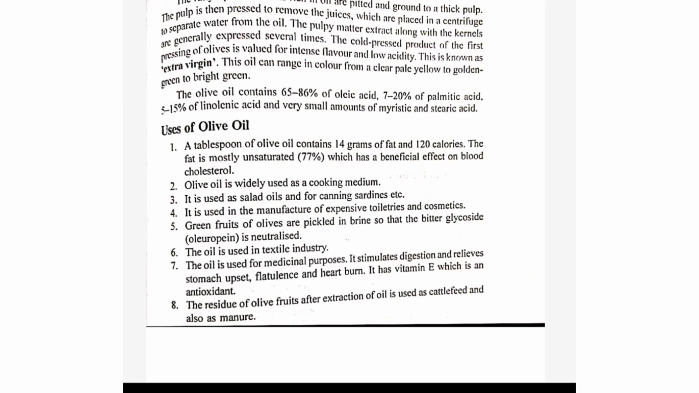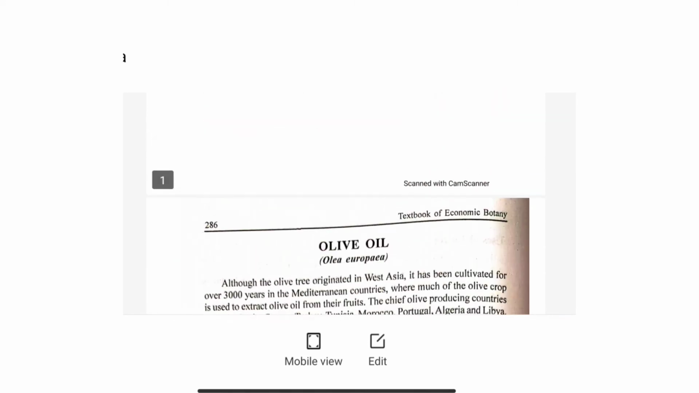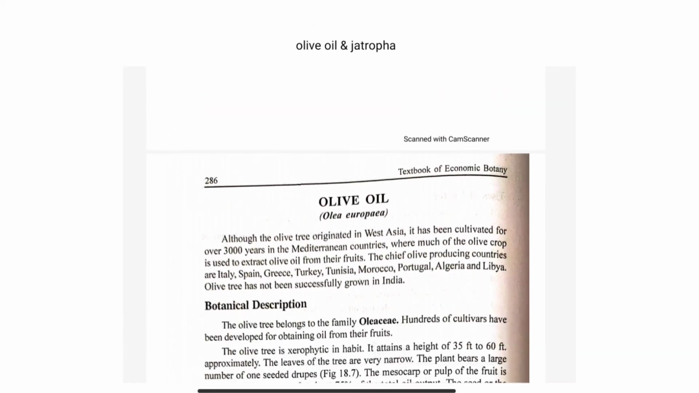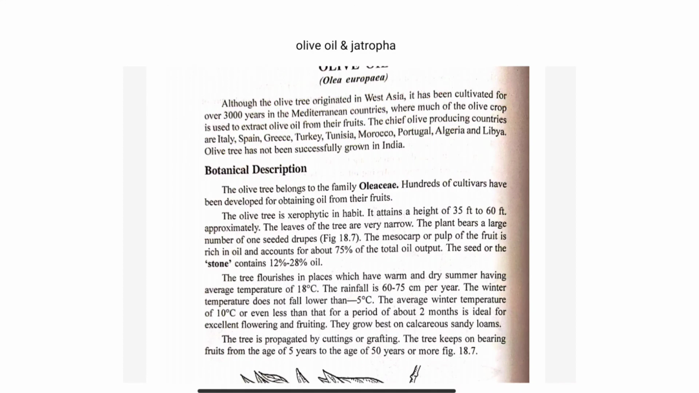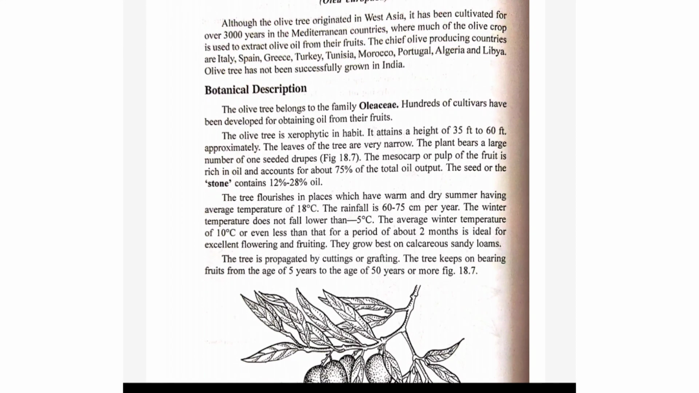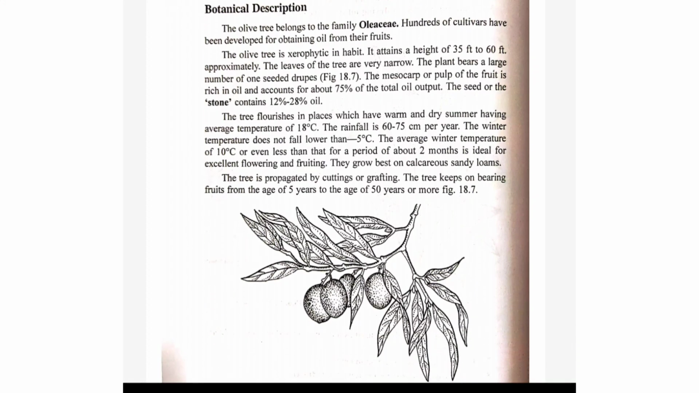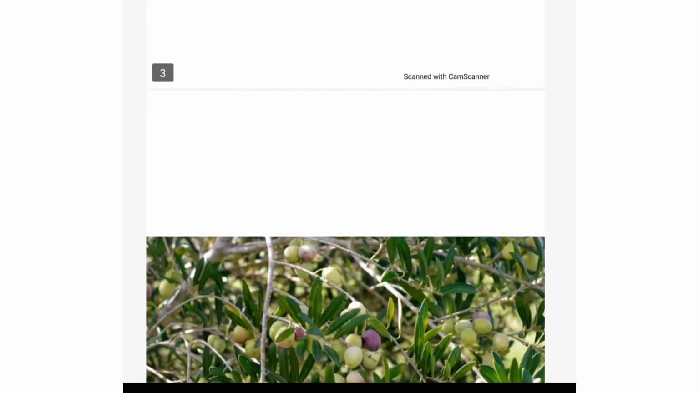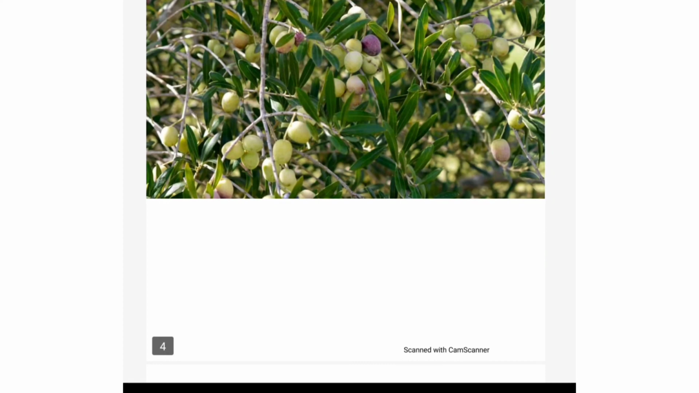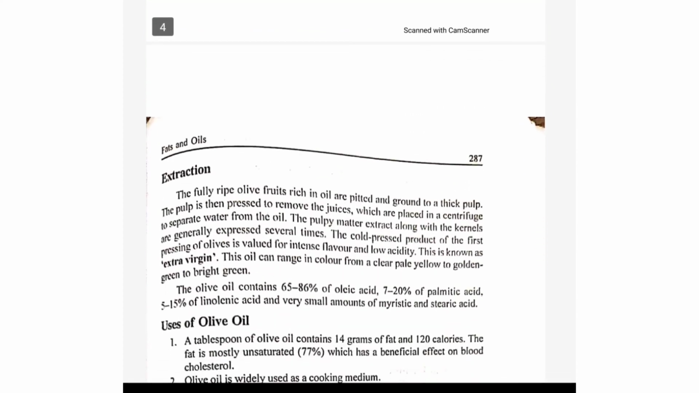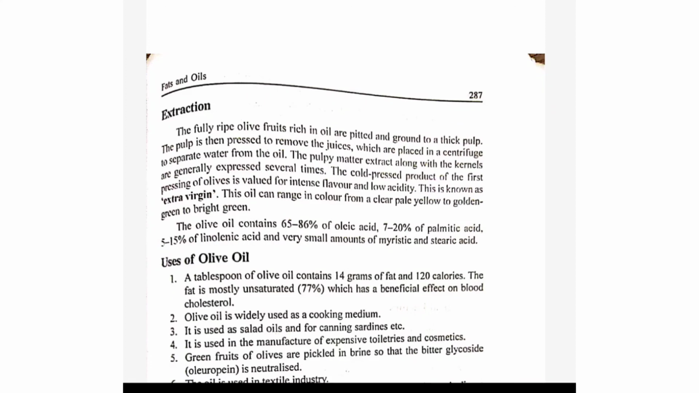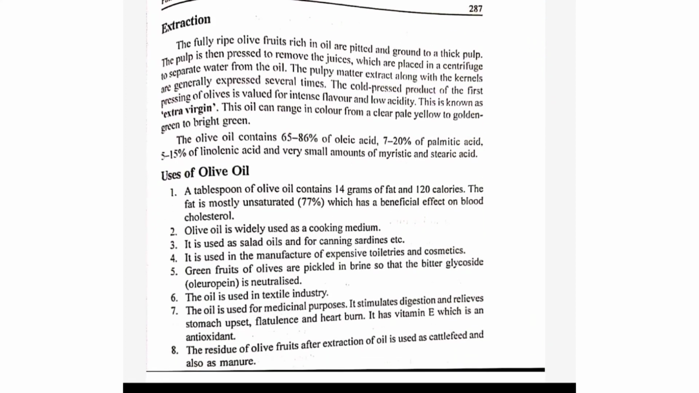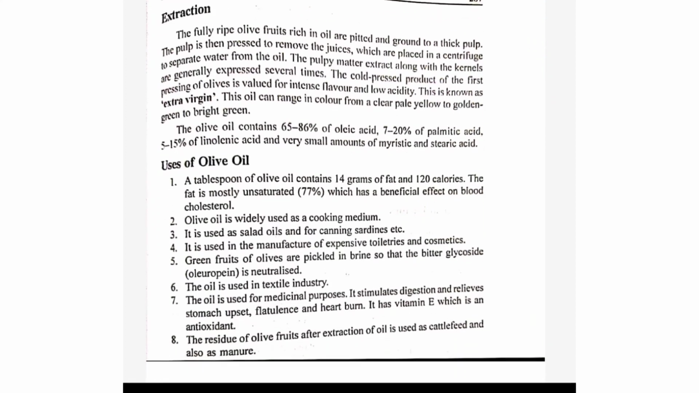So in this lecture we discussed the olive oil plant. First of all, we discussed olive oil. The scientific name is Olea europaea. Then we discussed the botanical description. Generally the plant has a fruit, a drupe, and a temperature of 10 Celsius is required for 2 months. The leaves are narrow. Then for extraction, the centrifugation technique is used for the separation of water and oil, and we covered some uses of olive oil.